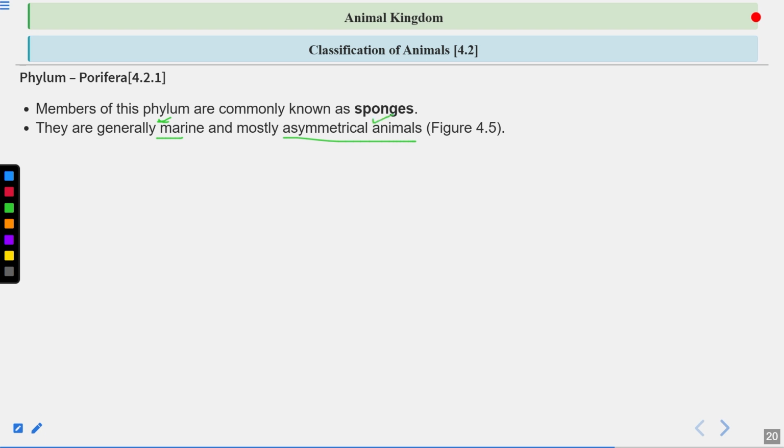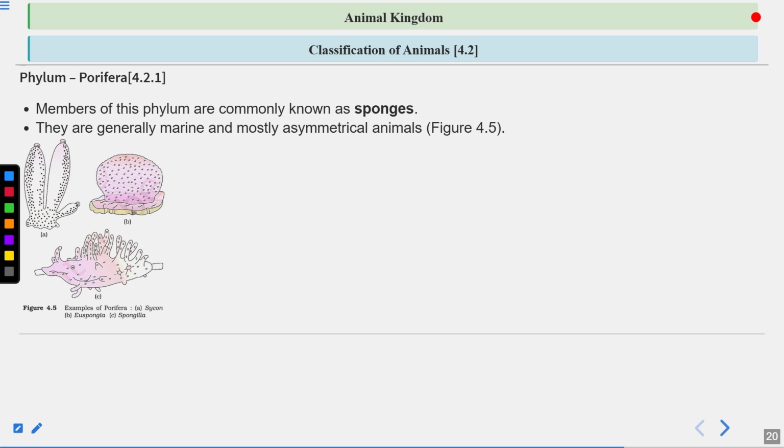And asymmetrical. Now here you understand why we have studied the fundamental features. If we had started from Porifera, then you would not be able to understand what asymmetrical is, what sir is talking about. Asymmetrical means the body does not have any symmetry, right? So here you can see, if you divide the organism from here, it is not showing any symmetry. If you divide the organism from here, it is not showing any symmetry either. So, asymmetrical animals.